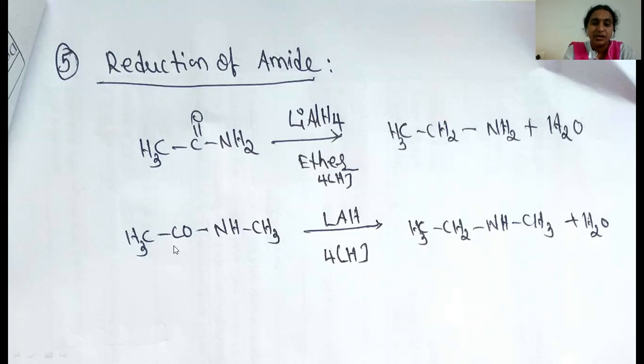Similarly here in this compound, this one also undergoes reduction with a strong reducing agent, that is lithium aluminum hydride. So here also it reacts with 4 hydrogens or 2 moles of hydrogen. Therefore first 1 mole of hydrogen will add here and produces the alcohol, and the second 1 mole of hydrogen will add, that OH group also eliminates and produces the CH2. So this is the N-methyl ethanamine.